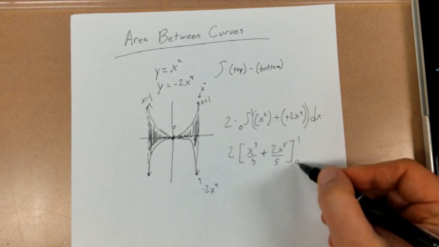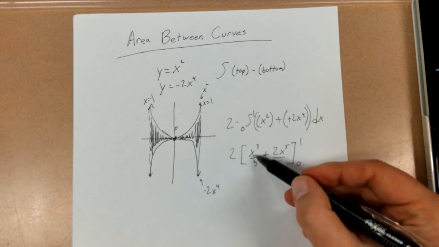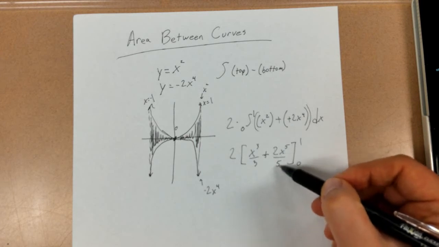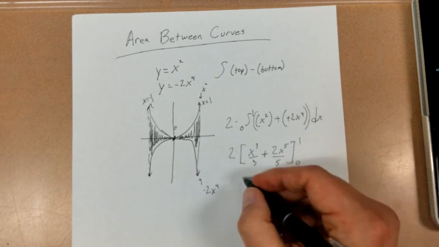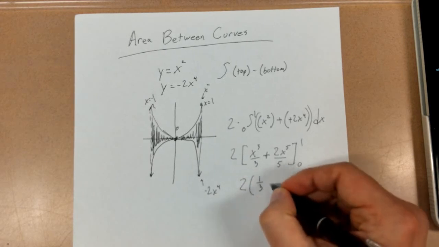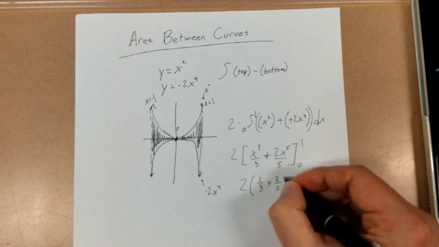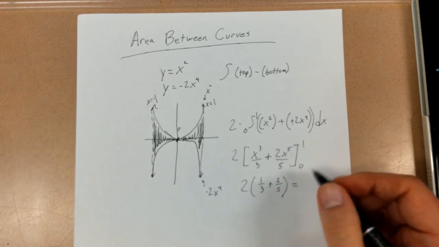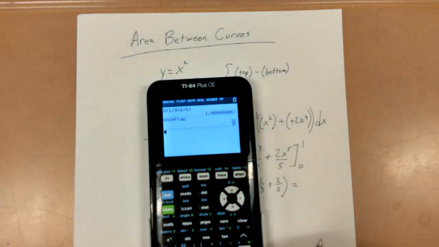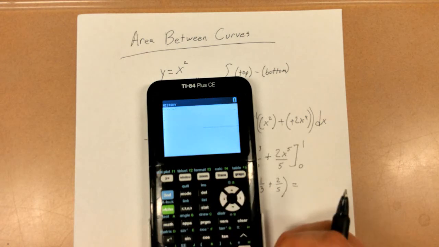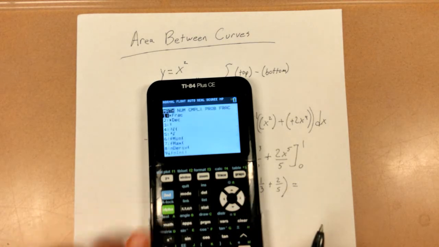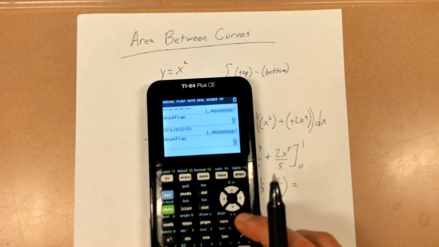Now substituting in a 0 is just going to come out to be 0, because we'd have 0 cubed over 3, and 0 to the fifth times 2 over 5 is still just going to be 0. So really then all you need to do from here is substitute in a 1, and so you'd have 1/3 plus 2/5. And then if you type into the calculator, I guess I can do that. You can see up at the top here, I would do 2 times 1/3 plus 2/5, and then I would convert that to a fraction, and you get 22/15.